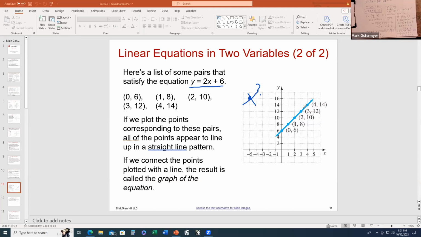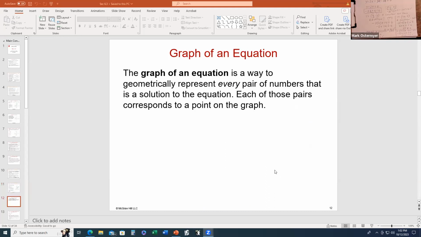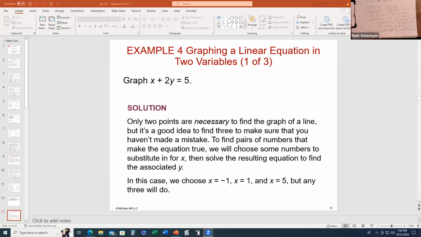So would this point here be a solution to that linear equation, whatever it is? I don't really care what it is. Is it a solution? Yes. It is a solution. It lies on the graph. Okay. All right, so here we go.